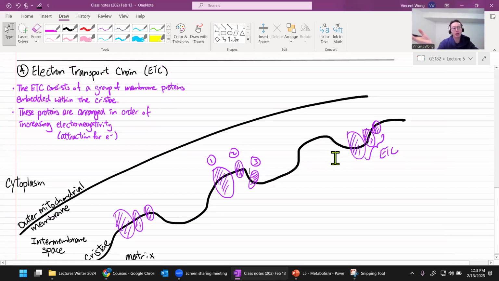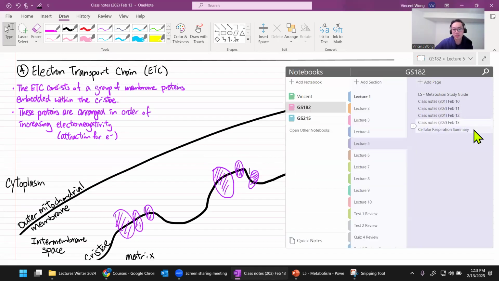So help me out here. What is going to be delivering these electrons to the electron transport chain? What will be bringing along the electrons to put on protein number one here on the electron transport chain? Does anybody know? Should I not ask questions anymore?